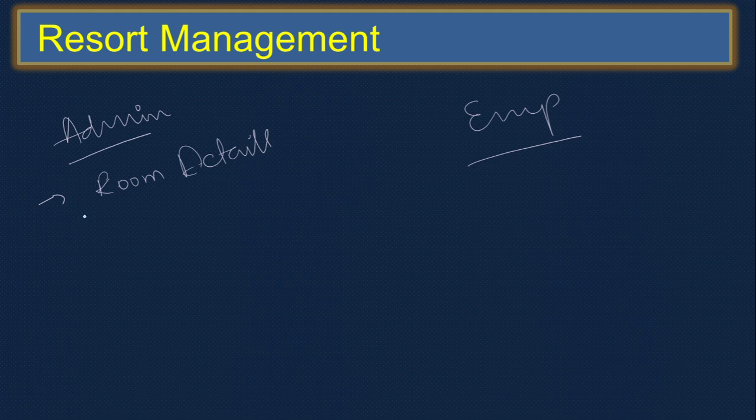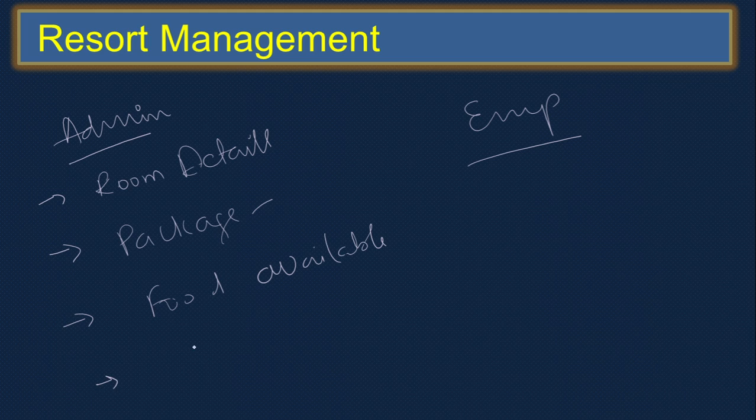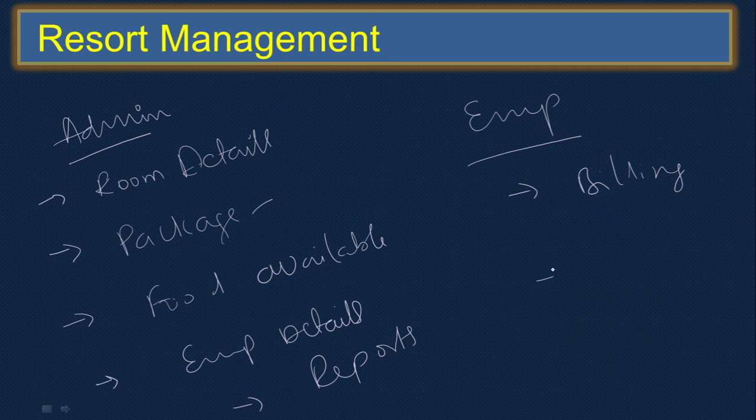Next, packages. If people wish to come to the resort, they can choose a package. Then food details: what food is available and what the price is. Then you can have employee details. Based on that we can get the reports. Whereas the employee can do the billing. They can see the rooms, what rooms are there, who occupied them, and other service-related things the employee can manage. All this I'll show you when I run the project.